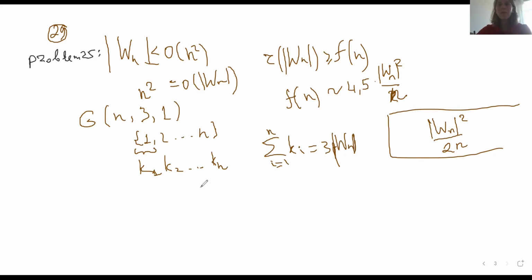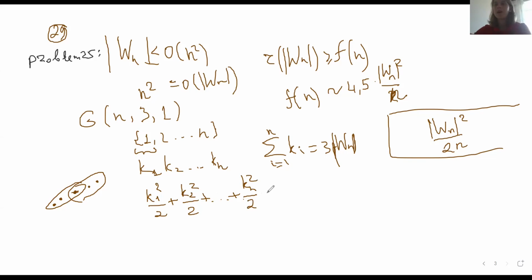Now let's count how many edges this graph has. An edge comes from an intersection of 2 subsets that contains exactly 1 element. So there are at most k1 squared divided by 2 plus k2 squared divided by 2 plus ... plus kn squared divided by 2 edges.